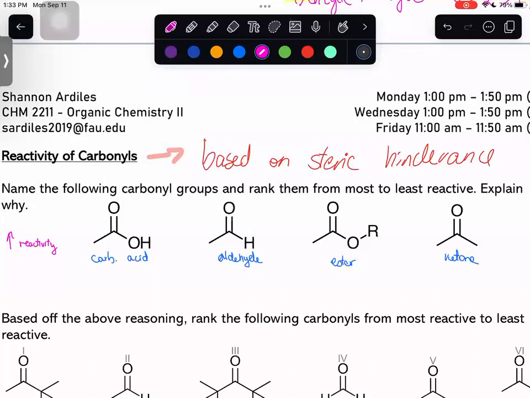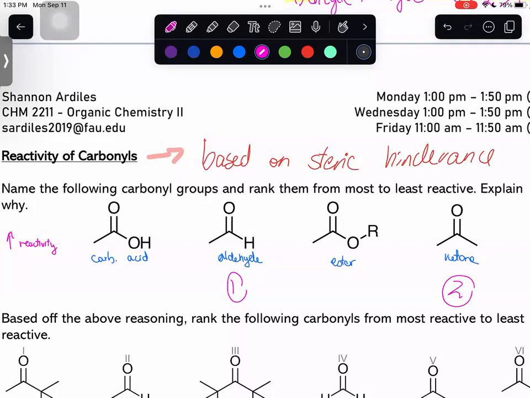Right, the aldehyde doesn't have the methyl; it has a hydrogen. The hydrogen is hiding, that's how I think about it. So based on my theory, it would be 2, 4, then 1, then 3. You got it, yes. Based on steric hindrance, but not acidity, not resonance. We're just looking at the steric hindrance.